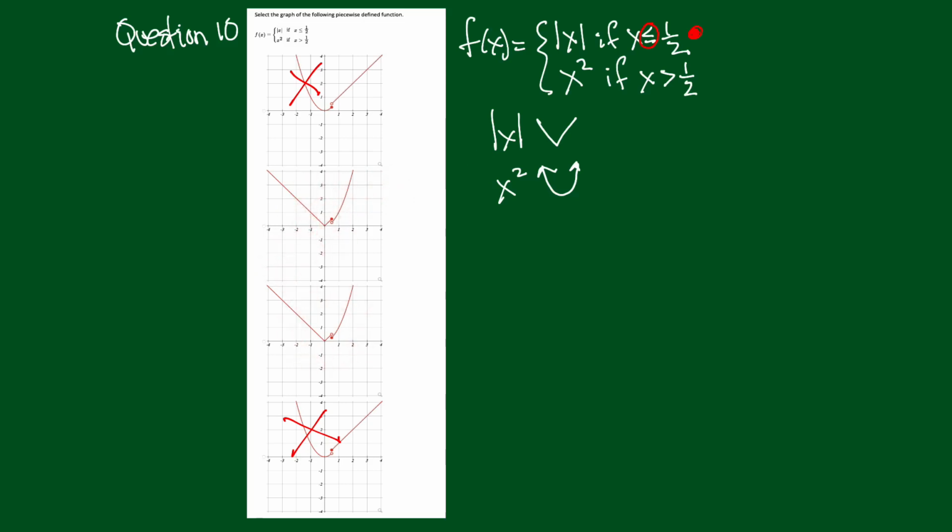Now look at the top one. You see what it does here? I'll draw that a little bit bigger. It comes down like this, goes up, and then it has the closed circle. That closed circle is at 1/2. That's got to be it, because the other one, the one below it, comes here and has an open circle.